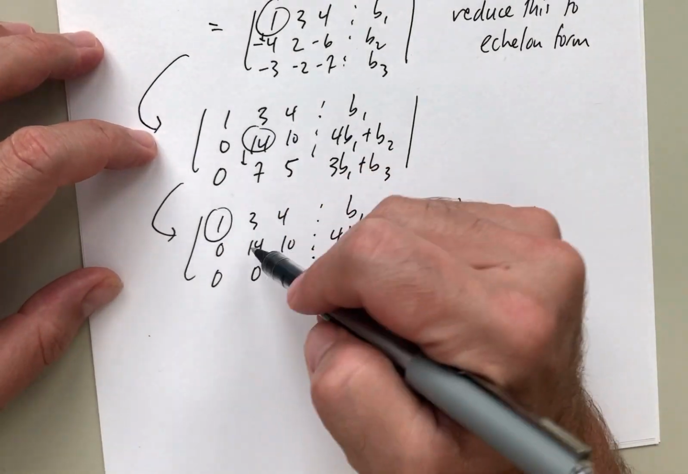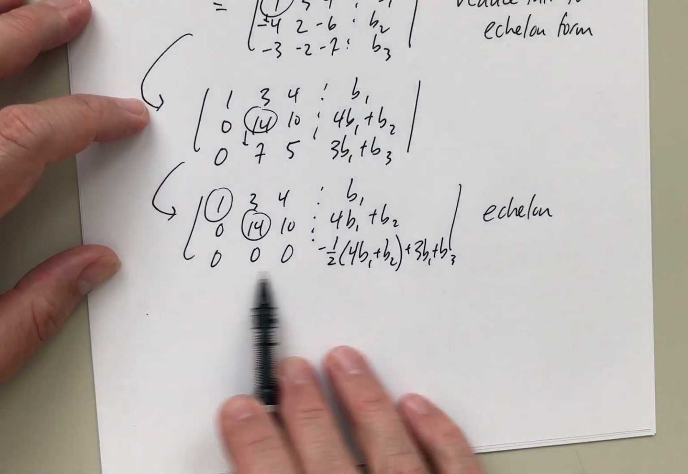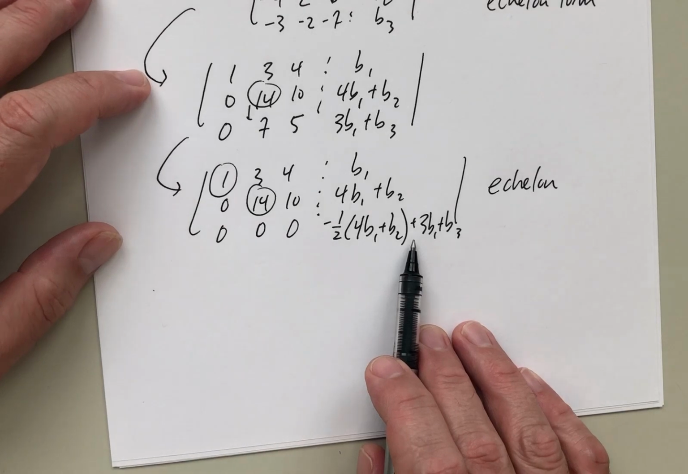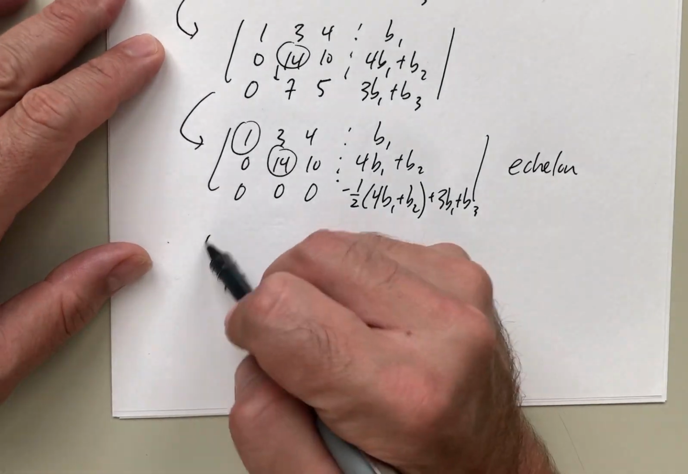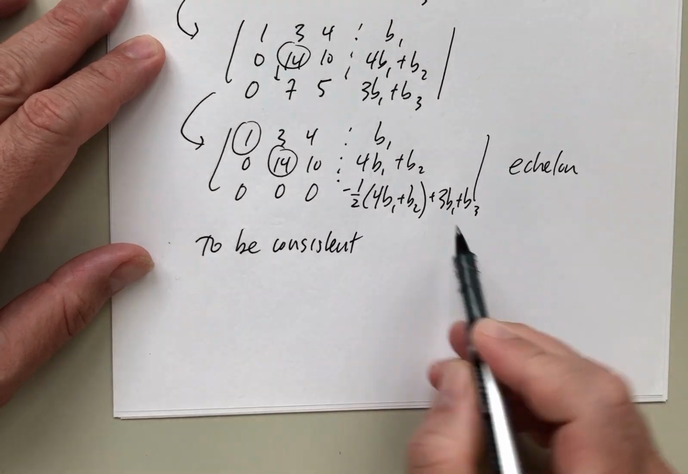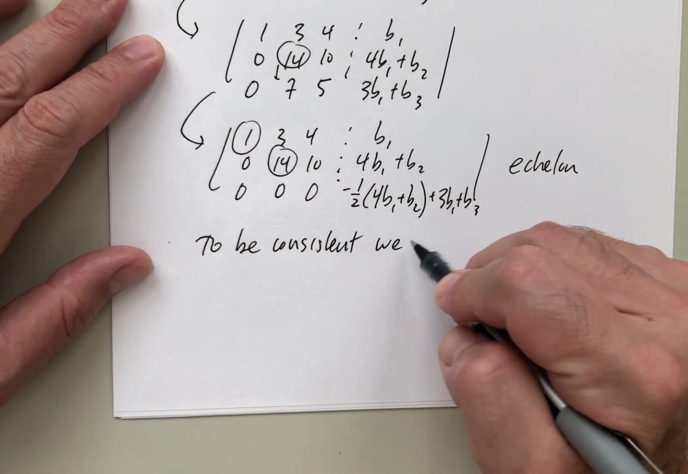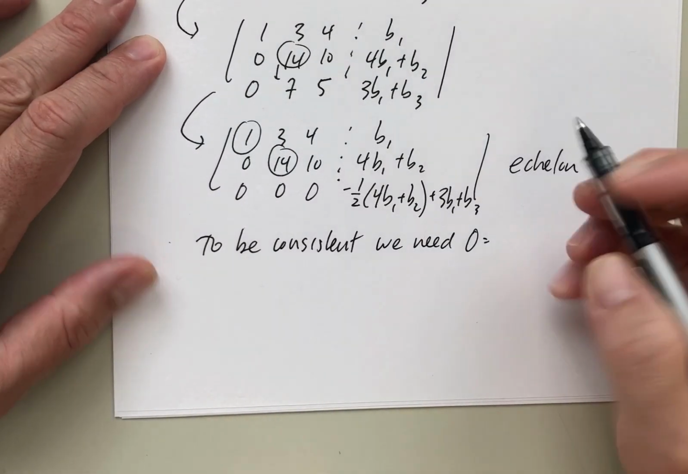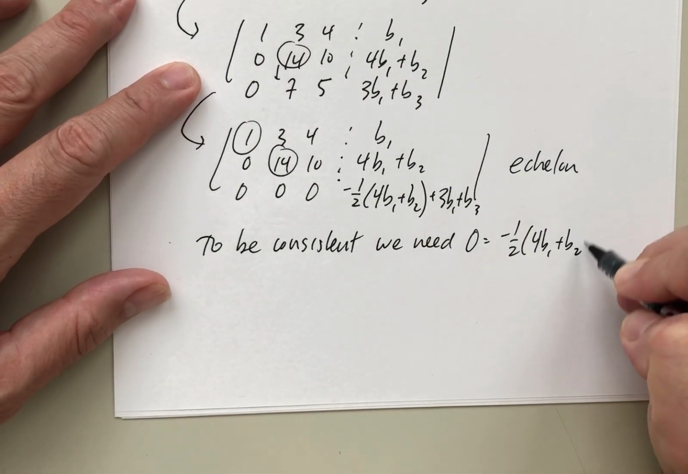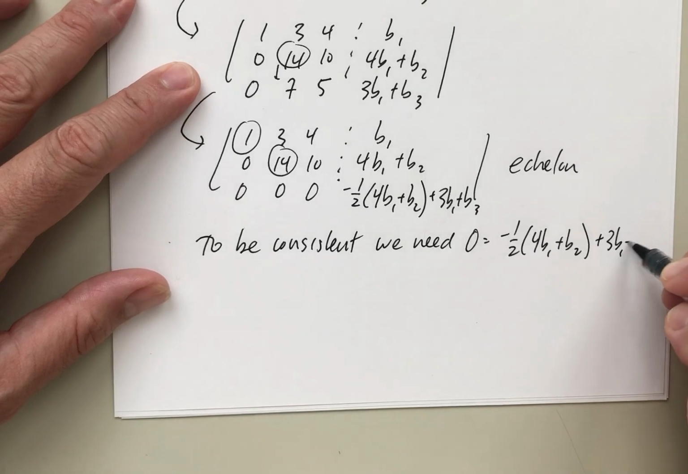Right, and my pivots are these two. Now, I've got a condition here because it says that in the third row I've got 0, 0, 0 something. So as we know, to be consistent, to have a solution, what do we need? We need this thing to also be 0. We need 0 equals minus 1/2 times (4b1 plus b2) plus (3b1 plus b3).